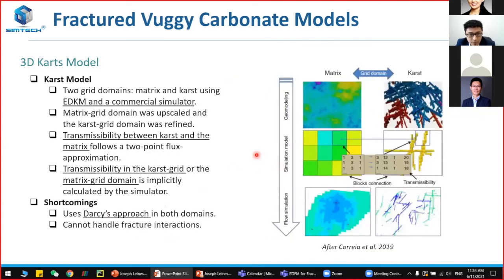We also have the 3D Karst model. Here, the idea is borrowed from EDFM, separating the matrix and Karst in commercial simulators into two domains. The Karst system here is represented as a refined grid, and the transmissibility between the cells follows the classical two-point flux approximation. Here the transmissibilities are implicitly calculated by the simulator. But the shortcoming of this model is definitely the fluid flow part, because Darcy's law is used in both domains, which is highly questionable. And also this model cannot handle fracture interactions.